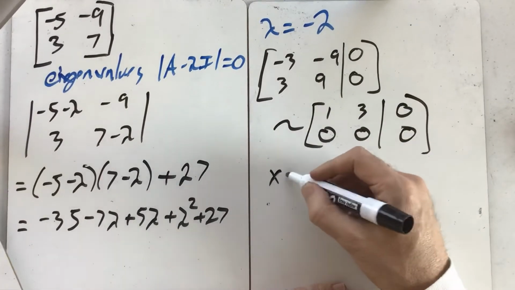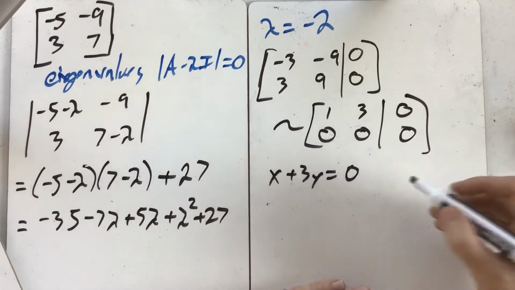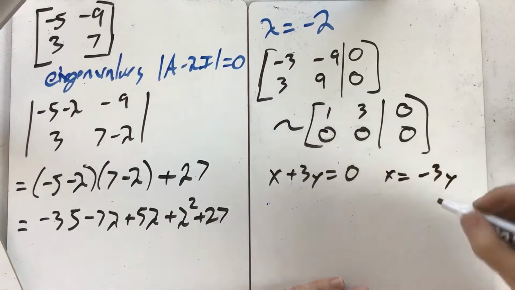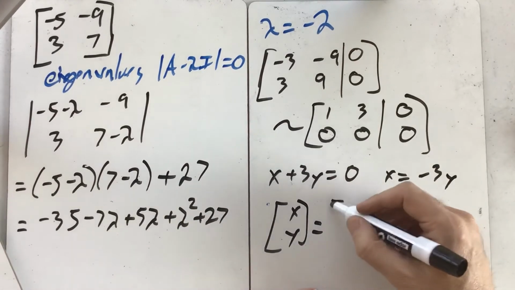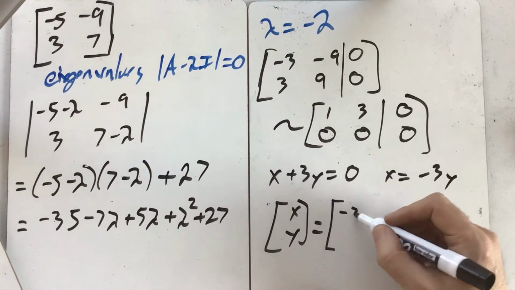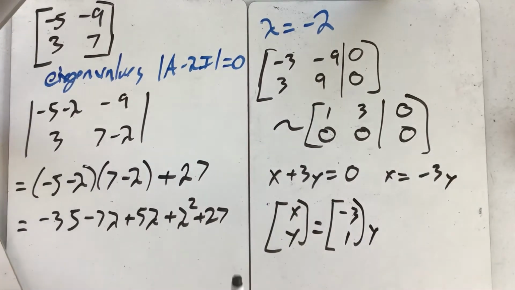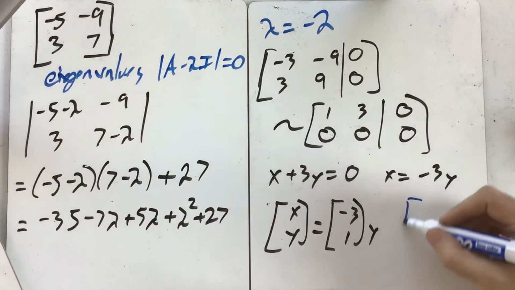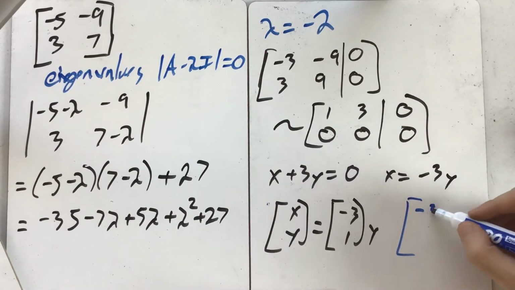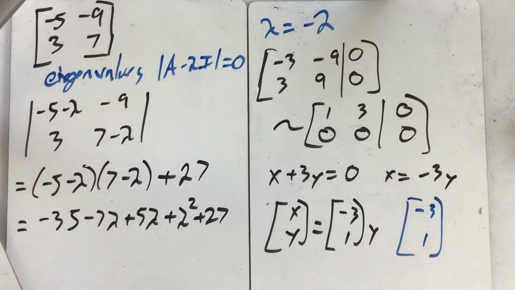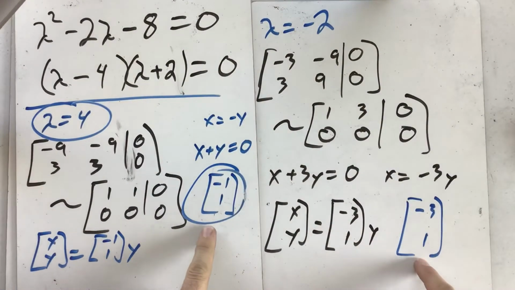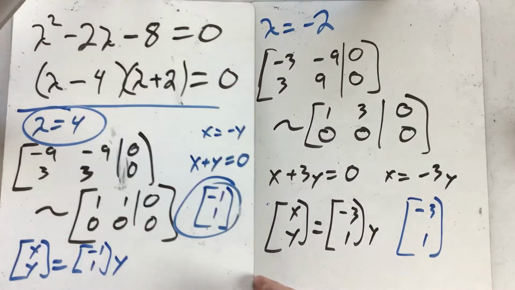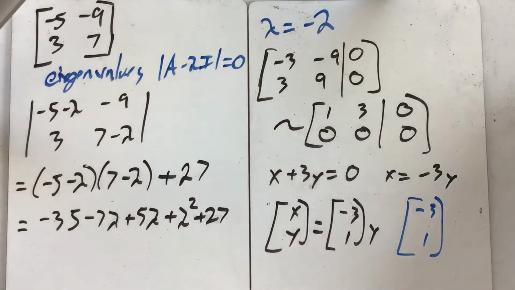You can see that I have x plus 3y equals 0, and so x is -3y. So that means my (x, y) is -3, 1 times y. So I have my second eigenvalue of -2, and then I've got -3, 1. I could do 1, -3. Let's stick with that. That seems pretty reasonable. Now I have my two eigenvalues and my two eigenvectors, so I'm ready to start setting up my diagonalization. So how do I diagonalize things?